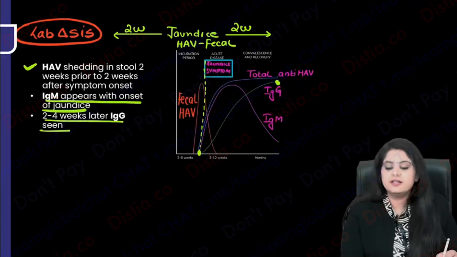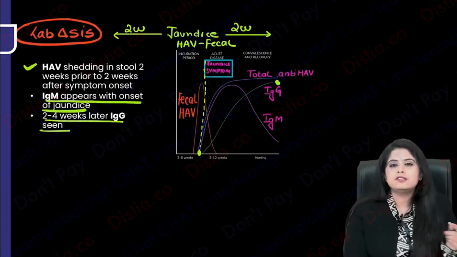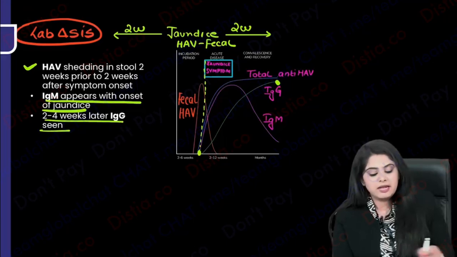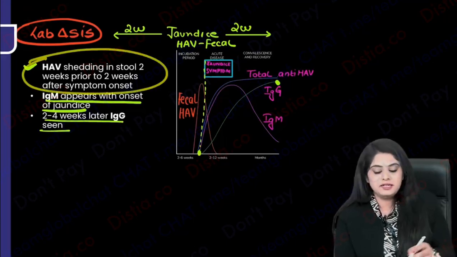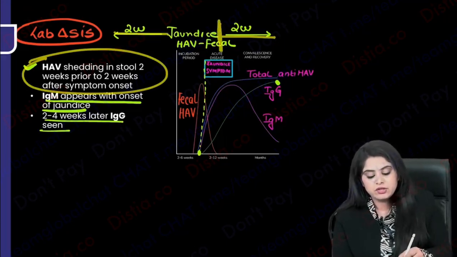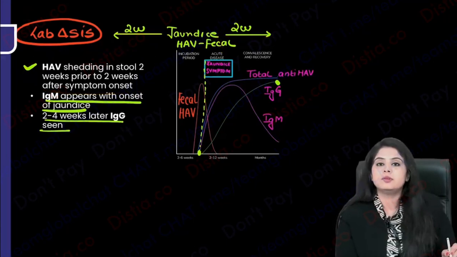So the levels start definitely rising, but there is a 2 week gap because IgM is the primary immune response and IgG is gonna come up later. So simple. The primary question that comes is HAV related. 2 weeks before the jaundice, 2 weeks after the jaundice. As soon as the jaundice will start, the antibody response is gonna be seen.